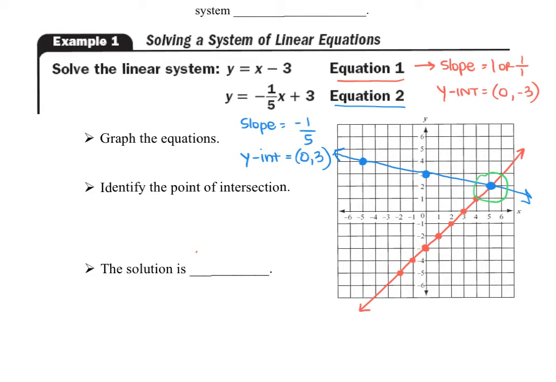And so that point right there, which we can see is 5, 2, is the solution to this linear system. And it's that simple to solve a linear system that has 2 equations. You're simply looking for the point where they intersect, since that's the solution to each of them.